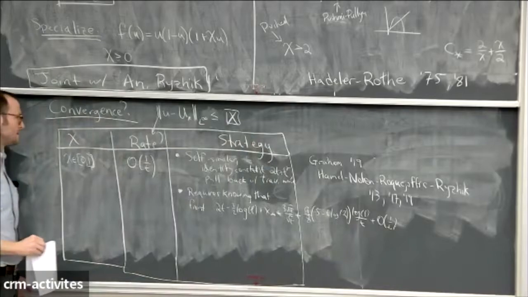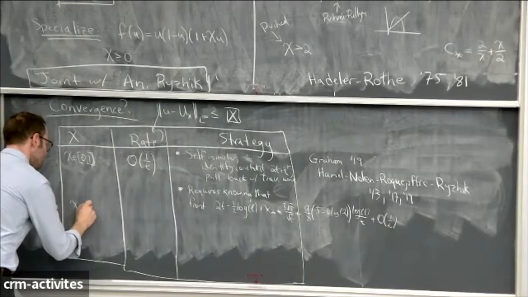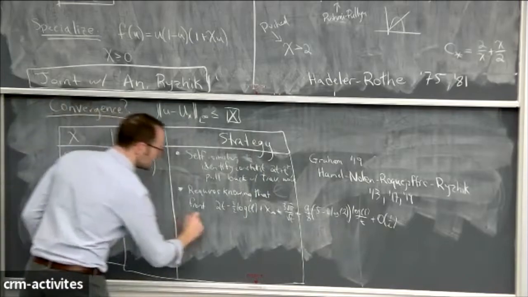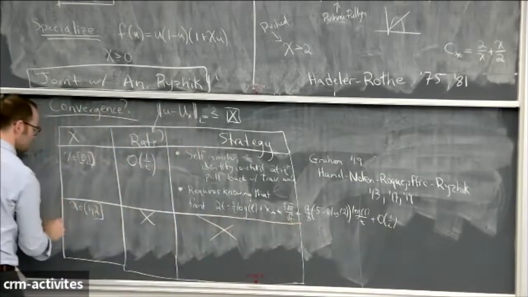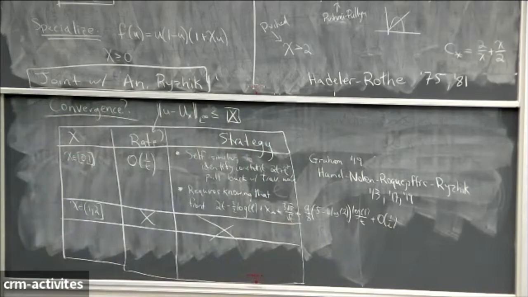Okay. All right. When chi is between 1 and 2, we have nothing. So there's nothing to say there. We can prove convergence, we can identify the constant, we can do this stuff, but we can't get any sort of rate. We just know that you do converge.